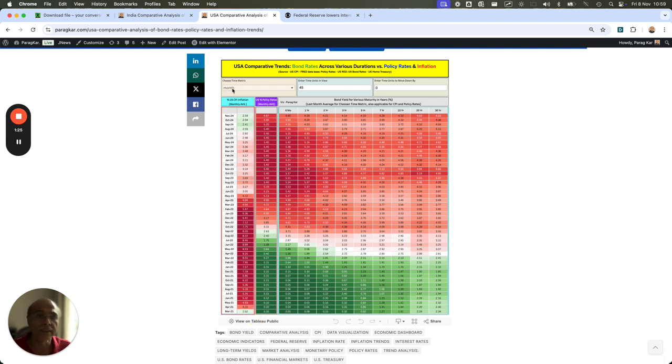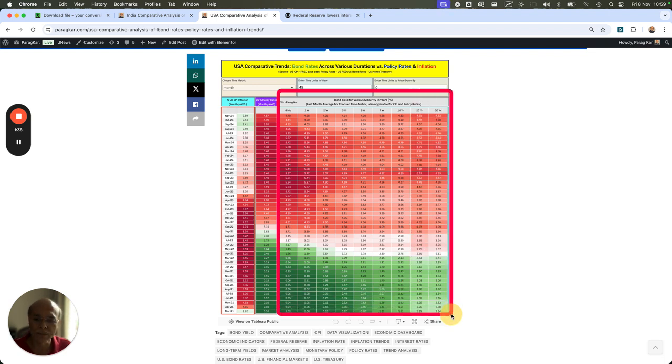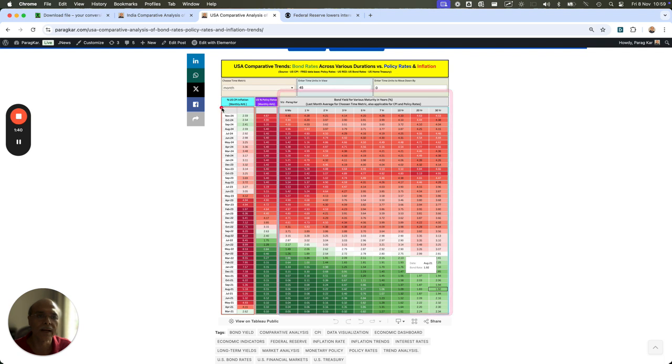What are these parameters? One is the US inflation rate here, another is the US policy rate, and then the US bond rates of different duration here. These are all heat maps superimposed on each other with respect to certain time metrics, right? It's a time series. Now let's go step by step and try to understand what insights you will be able to see in this chart and why this chart is very important and useful.